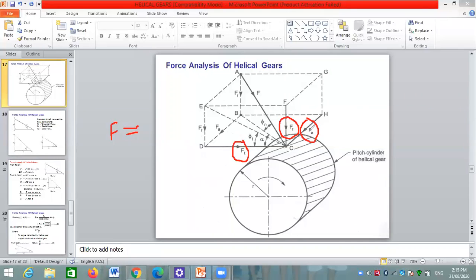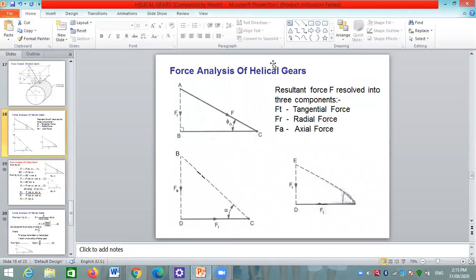of undesirable force of resultant force, and the direction of the axial force is in the axial direction. It acts parallel to the axis of the gear. Okay, these are the three types of forces, and if we see the magnitude of these three forces, see here the resultant force F is resolved into three components: tangential force, radial force, and axial force.